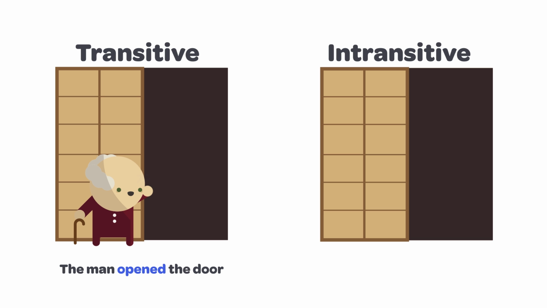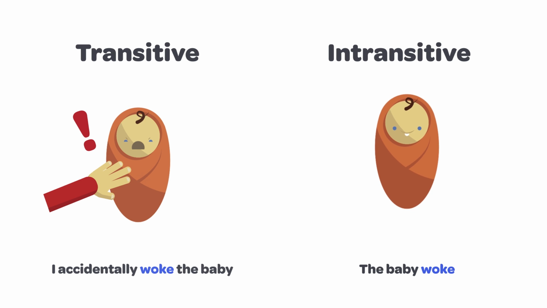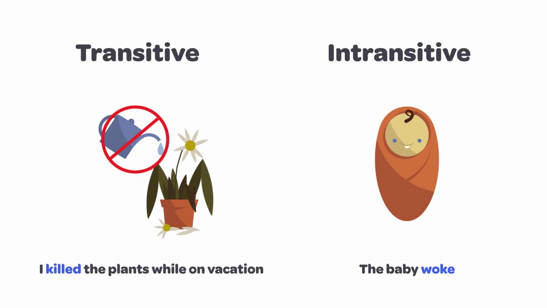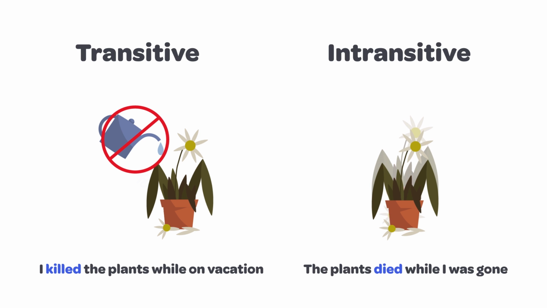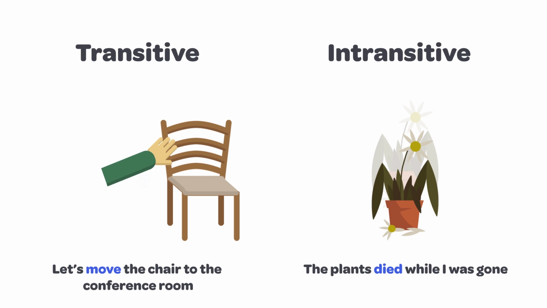The man opened the door. Transitive. The door opened. Intransitive. I accidentally woke the baby. Transitive. The baby woke. Intransitive. I killed the plants while on vacation. Transitive. The plants died while I was gone. Intransitive. Let's move the chair to the conference room.